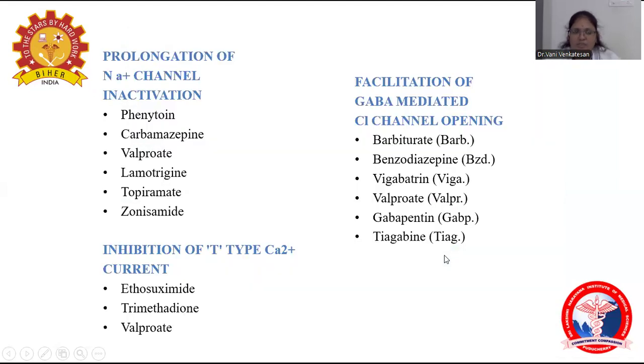Coming to the mechanism of action of the drugs. Prolongation of sodium channel inactivation is done by lamotrigine, topiramate, and zonisamide. Facilitation of GABA is done by barbiturates, benzodiazepines, vigabatrin, valproate, gabapentin, and tiagabine. Inhibition of T-type calcium channels by trimethadone and valproate. A few drugs have multiple mechanisms of action: phenytoin has a dual mechanism of action, sodium valproate, and lamotrigine also has a dual mechanism of action.